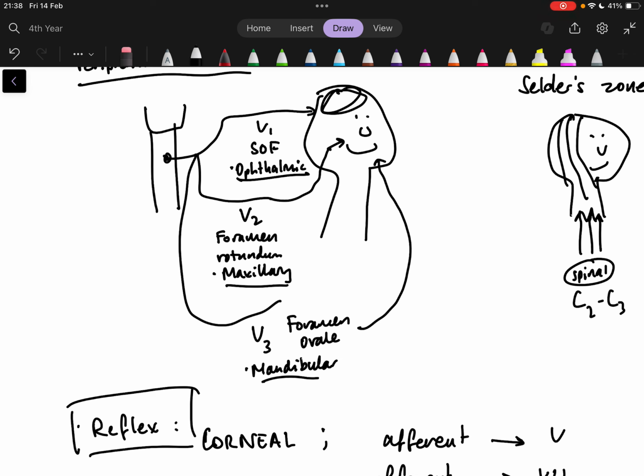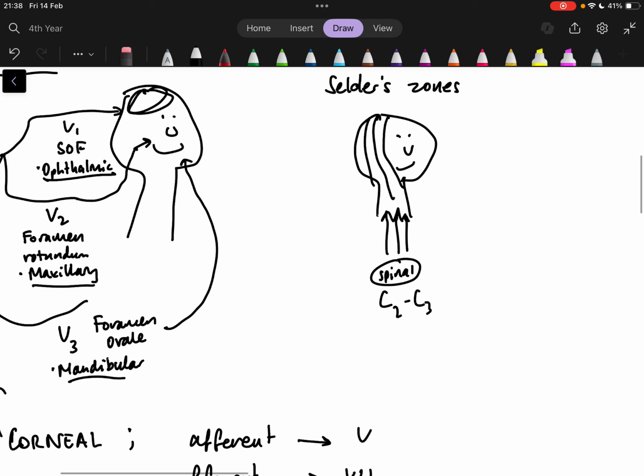Then we have the V2 division, which is also known as the maxillary division, and it goes through the foramen rotundum. And then, if you know your anatomy, you know that the foramen ovale is posterior to the foramen rotundum. Therefore, the last one is mandibular. So it's the last number, V3, posterior to V2, basically. So the ophthalmic innervates the forehead, maxillary innervates the cheek area, sensation-wise, and mandibular innervates the lower lip and the mandibular edges.